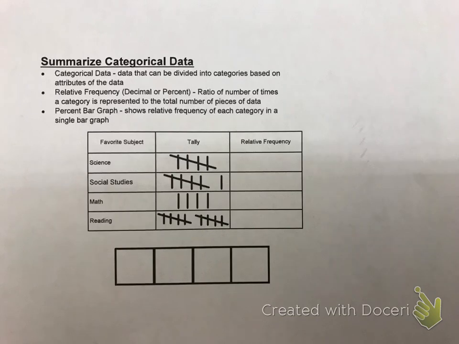So the first thing that we need to do is look at our tallies and count those to make the relative frequency chart. So the first group is 5, second group is 6, next group is 4, and then we have 10. So we're going to use that information to make a percent bar down here at the bottom so that we can show a representation of how many people chose science, social studies, math, and reading.